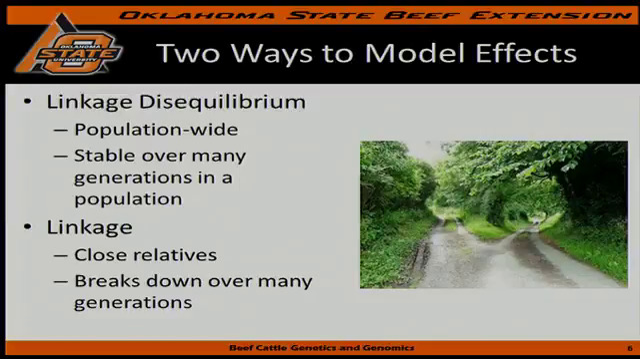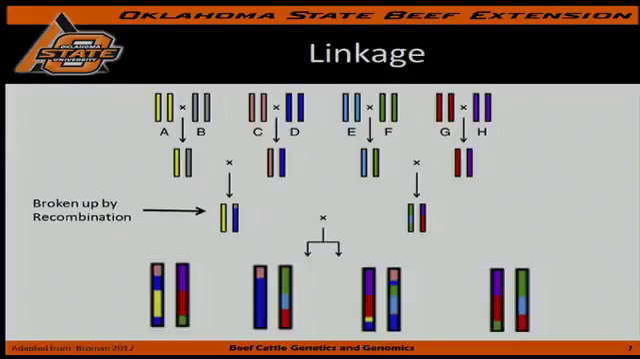The first is linkage disequilibrium, and this is found population-wide, and it's stable over many generations in a population. We also have linkage information, which is a function of animals that are close relatives. So they're describing familial relationships within the population. And this, we know, breaks down faster over generations than does linkage disequilibrium. And I hope in the next couple slides, it'll be clear why that is.